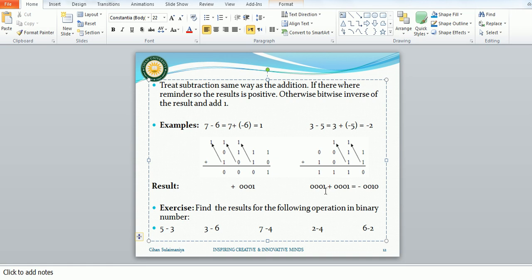So 1 plus 1 is 0, and there is 1 carry out. 1 plus 1 is 0 and carry 1. 1 plus 0 is 1. So this 1 is going to come down here. And then there are two 0s. 0 plus 0 and 0 plus 0, it is going to go here. So the result is minus 0 0 1 0, which is minus 2.